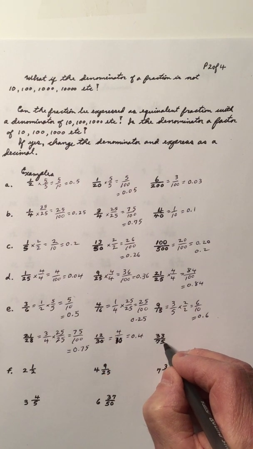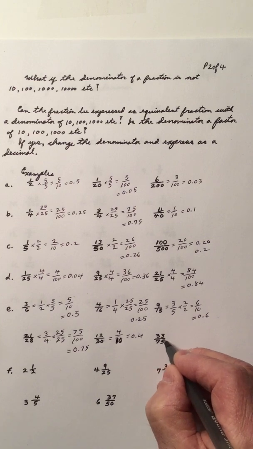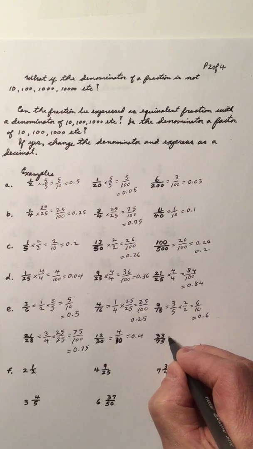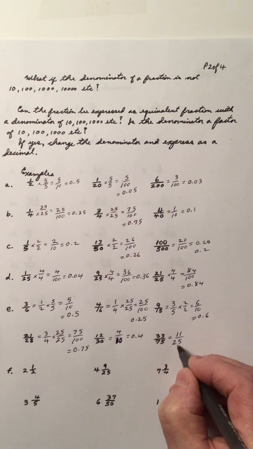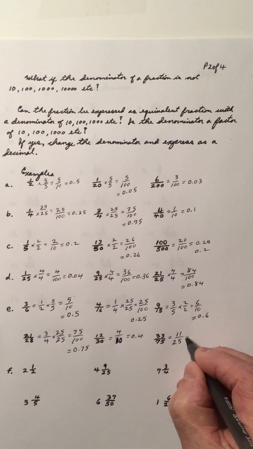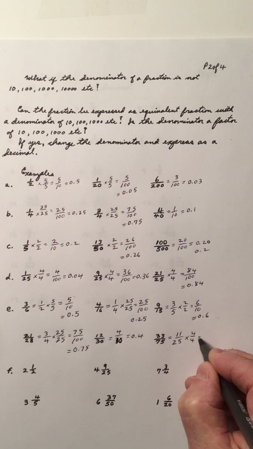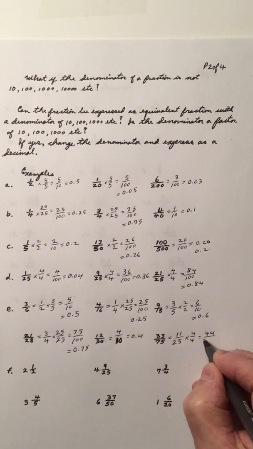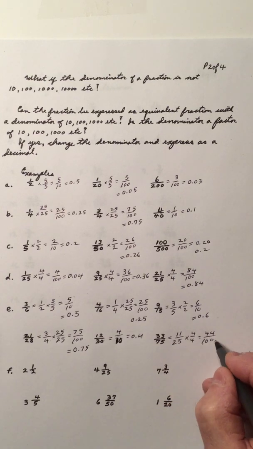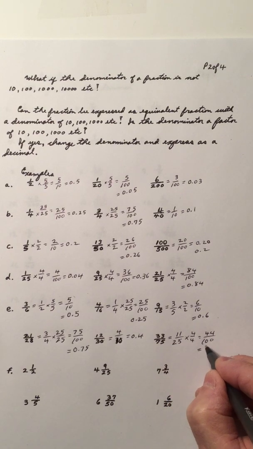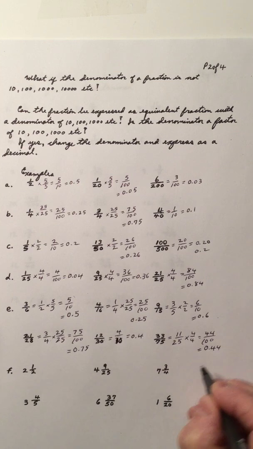33/75 is not a good number, so I see a 3. 3 into 33 goes 11, and 3 into 75 goes 25, reducing it down. And we need to multiply by 4, top and bottom. Why 4? Because 4 times 25 is 100. So we get 44 over 100, which is decimal 0.44.